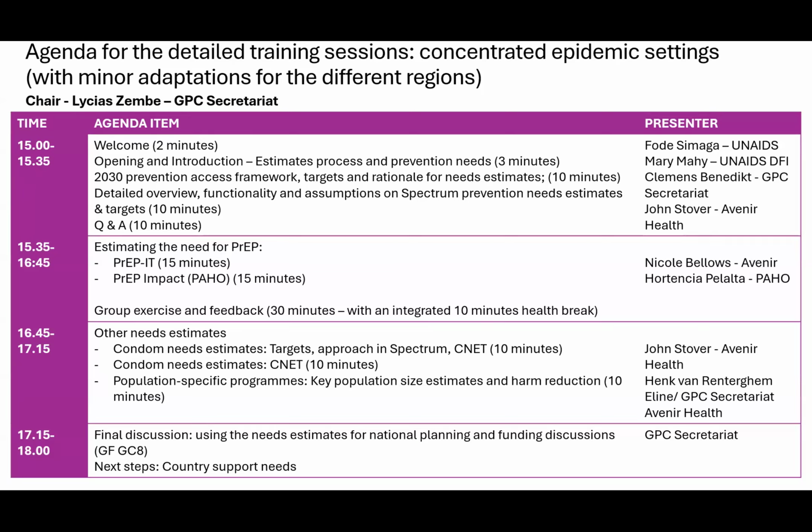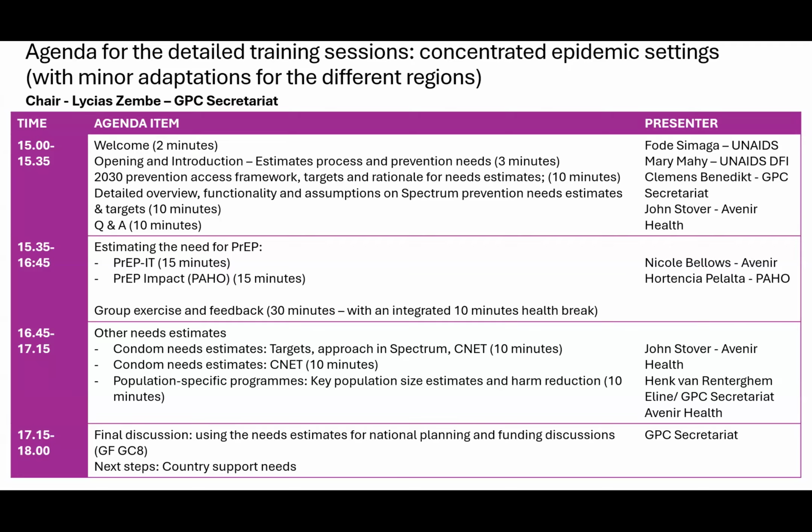This slide is showing a detailed agenda. For today, we're going to have opening remarks from Mary Mahey, then Clemens will come in to provide us with some 2030 prevention access framework overview, looking at the targets and rationale for the needs estimates. And then we have a detailed overview of the functionality and assumptions of the Spectrum prevention needs estimates tools as well as targets from Avenir Health. We'll then go into detail into specific tools after that. First, PrEPIT for estimating PrEP need, as well as PrEP impact by our PAHO colleagues, also on PrEP need estimate, as this tool has been used in the region over a few years.